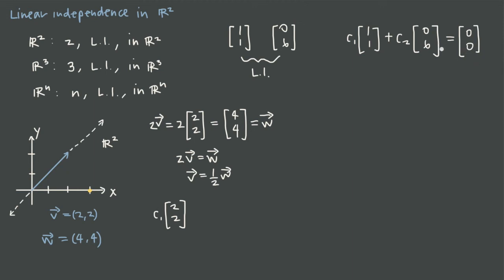If the only possible solution for C1 and C2 are 0 and 0, in other words, if the only way to make this equation true is if the values of C1 and C2 are both 0, then I know my vectors are linearly independent. If I can find some other combination of C1 and C2 that makes the equation true, then I know my vectors are linearly dependent. So let's solve this one.